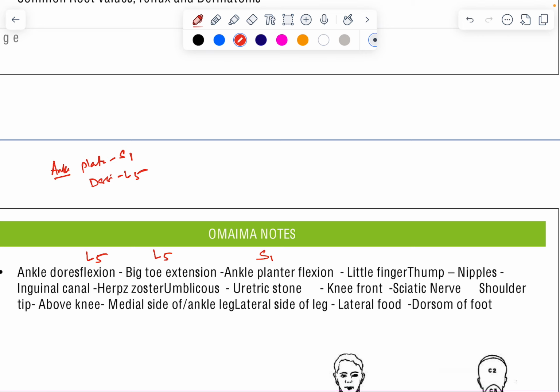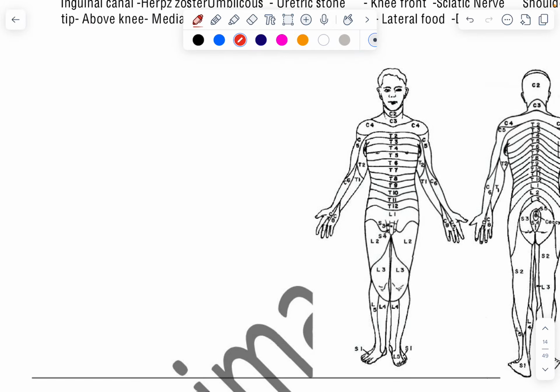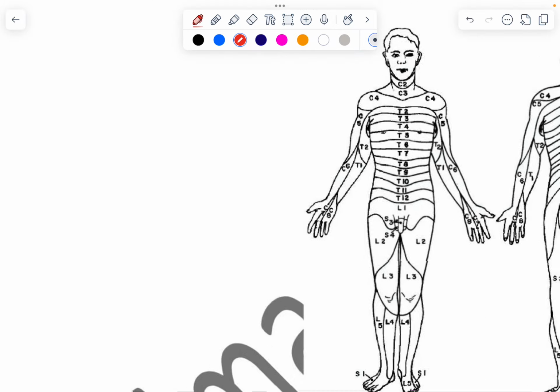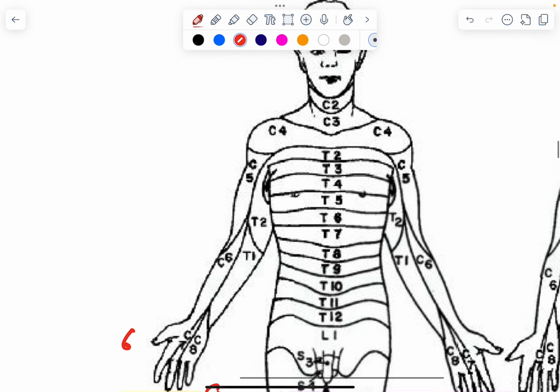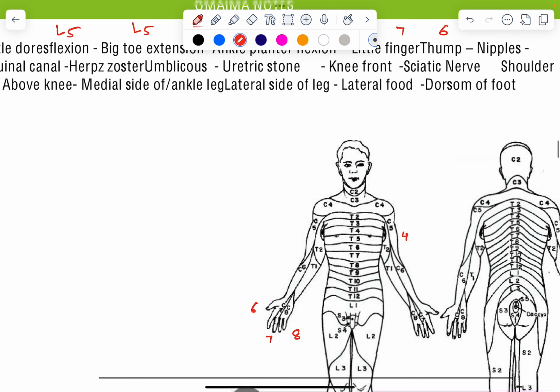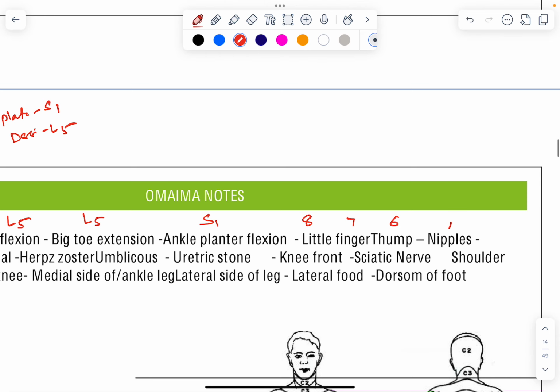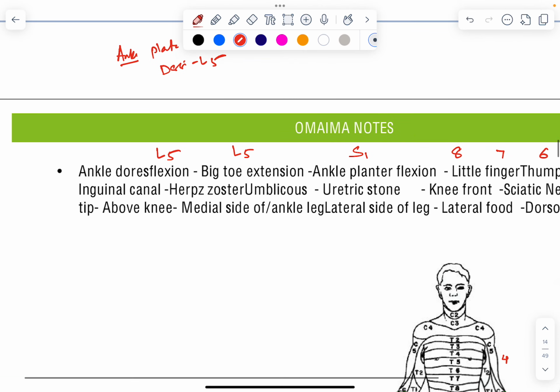Little finger, thumb: 6, 7, 8. This is 6, this is 7, this is 8. Level of nipples is T4. Inguinal canal level is T12.